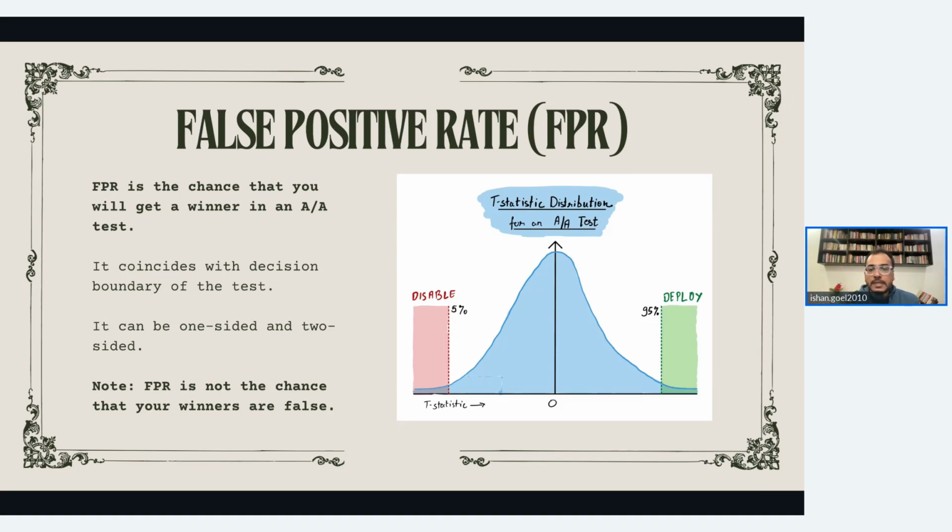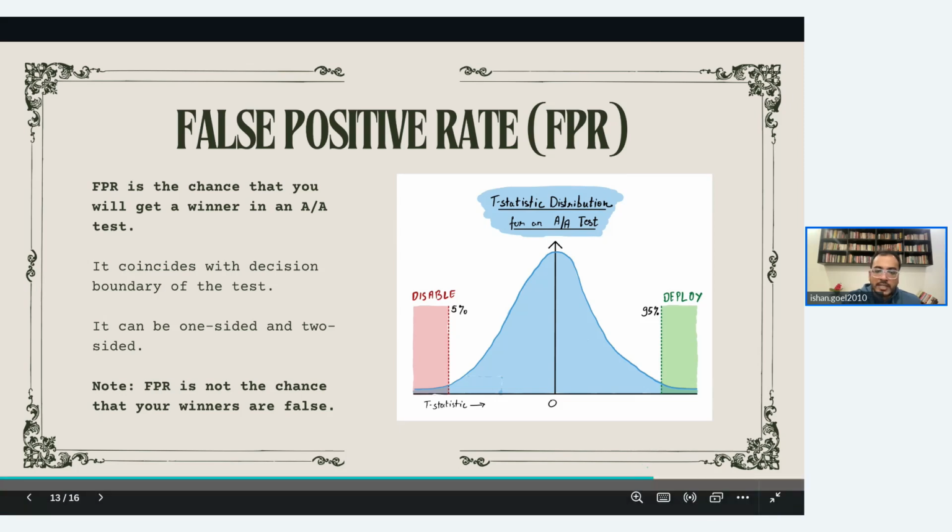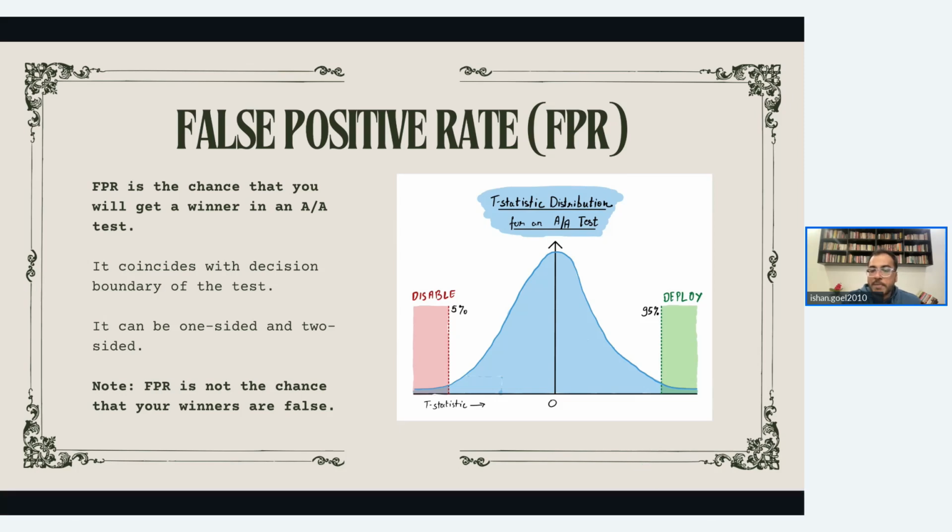Now another very important point about false positive rate is that depending on the setup, you can have a one-sided or a two-sided setup. So I'll explain this t-statistic distribution for an AA test. What this blue bell curve is trying to show you is that suppose it is an AA test, so there is no true impact. Then how can you expect the uplift to be distributed?